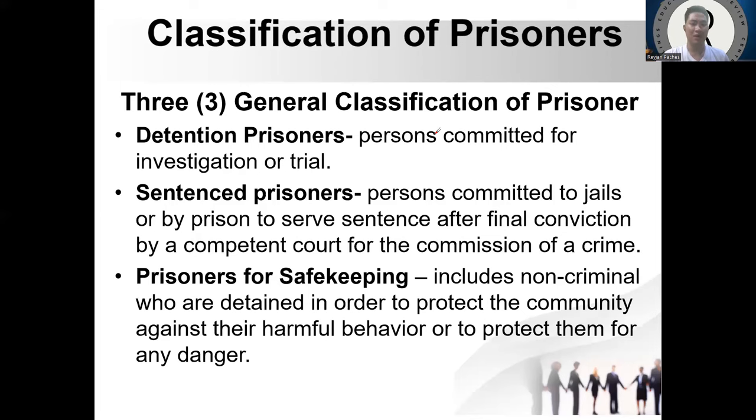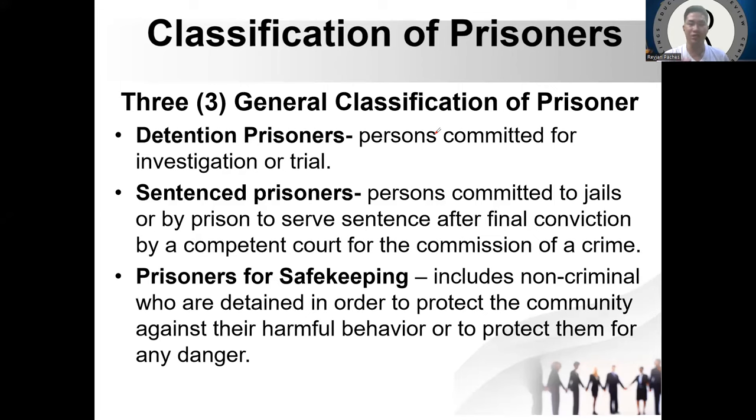Prisoners for safekeeping ang tawag sa'yo. You are non-criminal. Hindi ka criminal class. But of course, ang gusto mo lang mangyari is to protect the community from the possible danger na magawa mo. So that is prisoners for safekeeping.